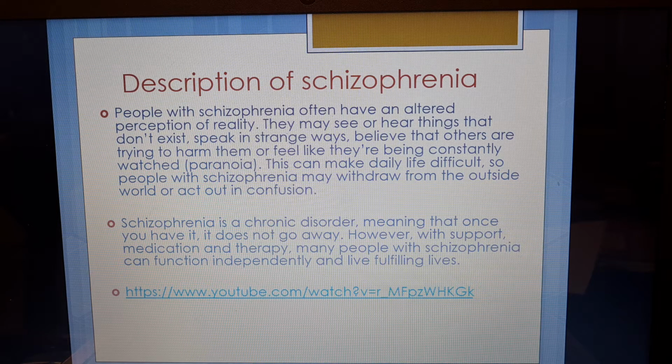It is a chronic disorder, which I mentioned earlier, meaning that once you have it, it doesn't really go away unless it's treated. However, with support, medication, and the different types of therapies that are available now, many people with schizophrenia can function and, like I said, are able to live in the community and have a working job, for example. There is a link here at the bottom which shows a short video of the symptoms of schizophrenia, so have a look.